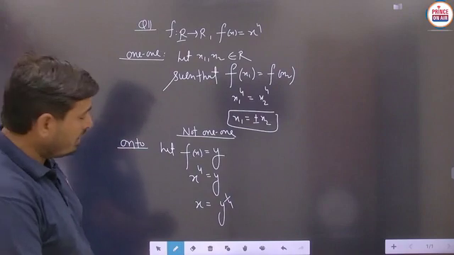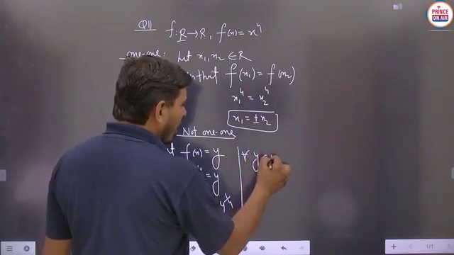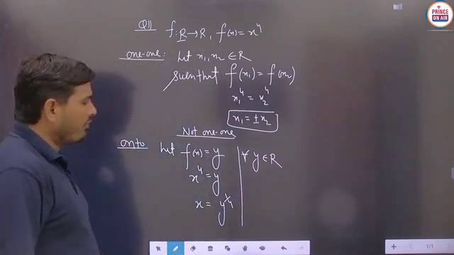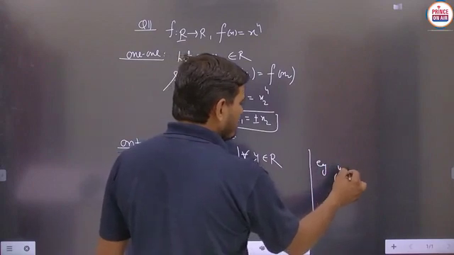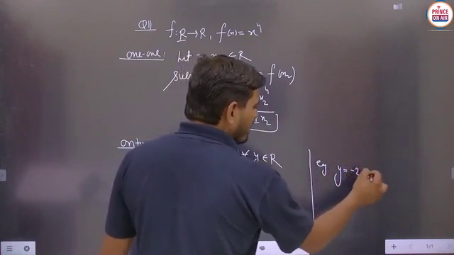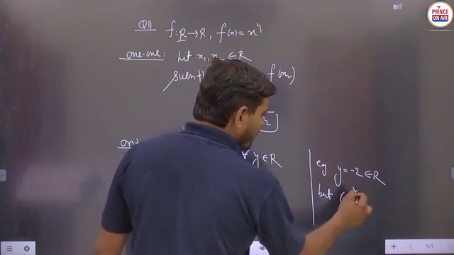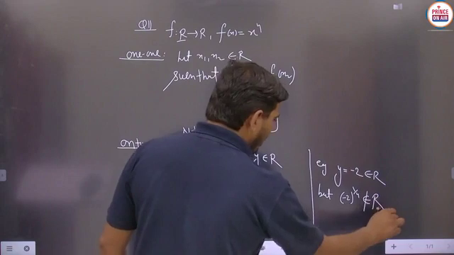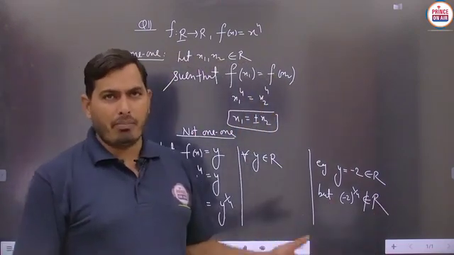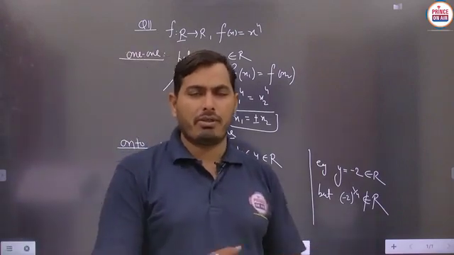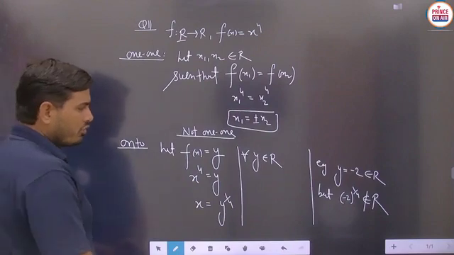Now students, we have to check the codomain. For all y belongs to R, suppose we take any real number, for example y equals minus 2, which belongs to the real numbers. But (minus 2) raised to the power 1/4 does not belong to R, because here this is a negative number and the power is 1/4, so it will be an imaginary number. An imaginary number will not lie in the set of real numbers.